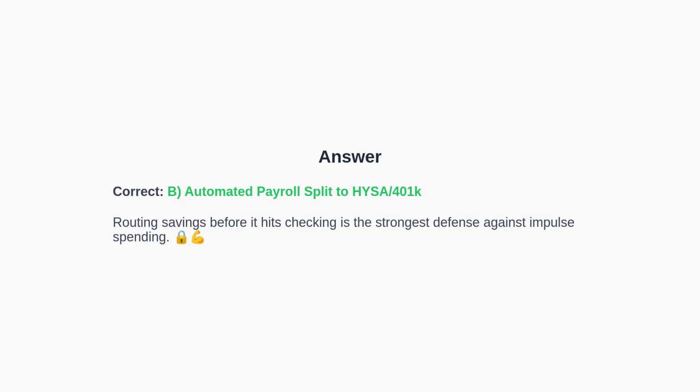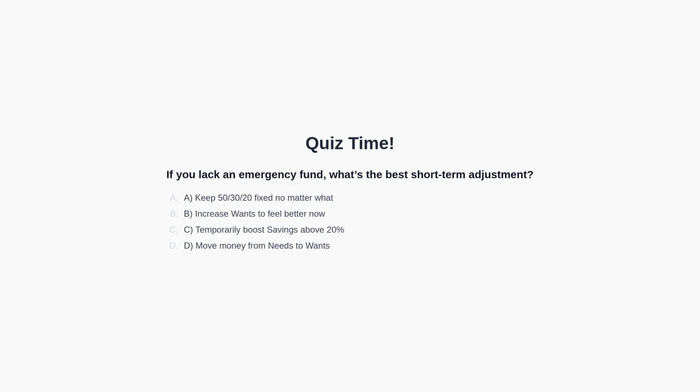Now let's check how to adjust percentages when goals change. Second quiz. If you lack an emergency fund, what is the best short-term adjustment? Option A, keep 50-30-20 fixed. Option B, increase wants. Option C, temporarily boost savings above 20%. Option D, move money from needs to wants. You may pause the video now to think about the answer. We will discuss the answer in the next section of the video.